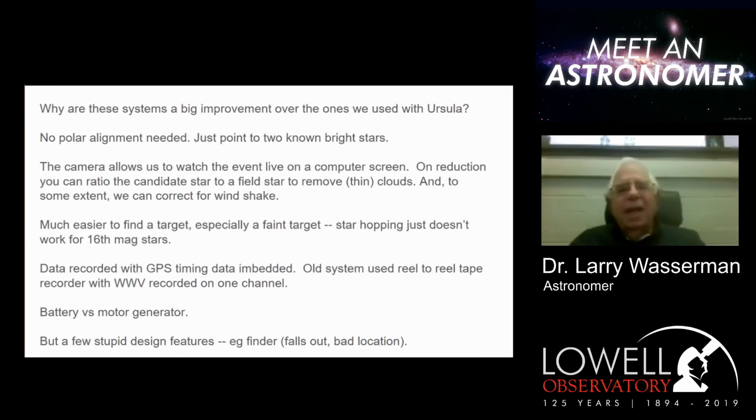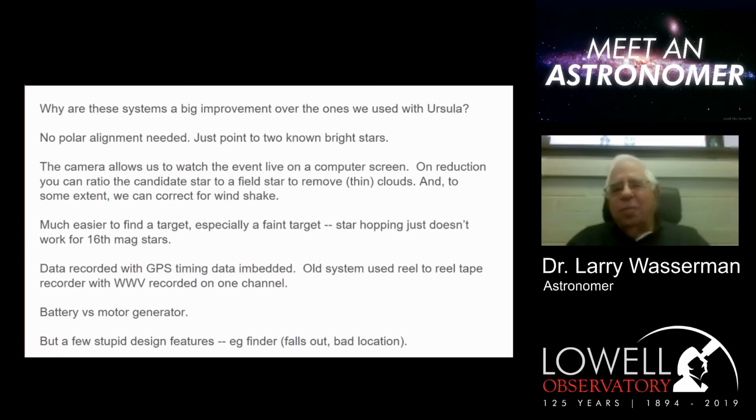On reduction, it has the extra advantage that you can ratio mathematically the candidate star to a field star to remove thin clouds. So if the signal is going up and down a little bit, you can take that out. And to some extent, we can correct for wind shear. That's the advantage of a digital image. It's much easier to find a target, especially a faint target.